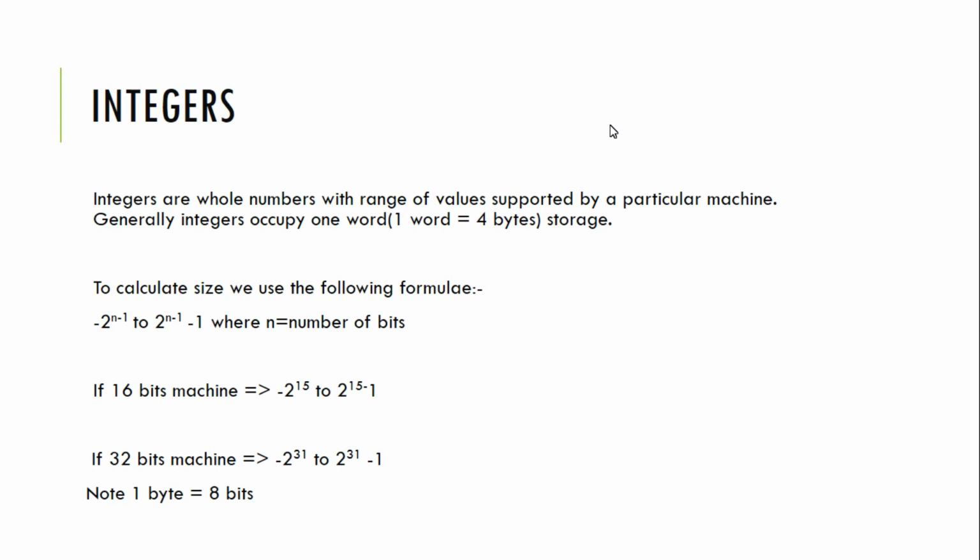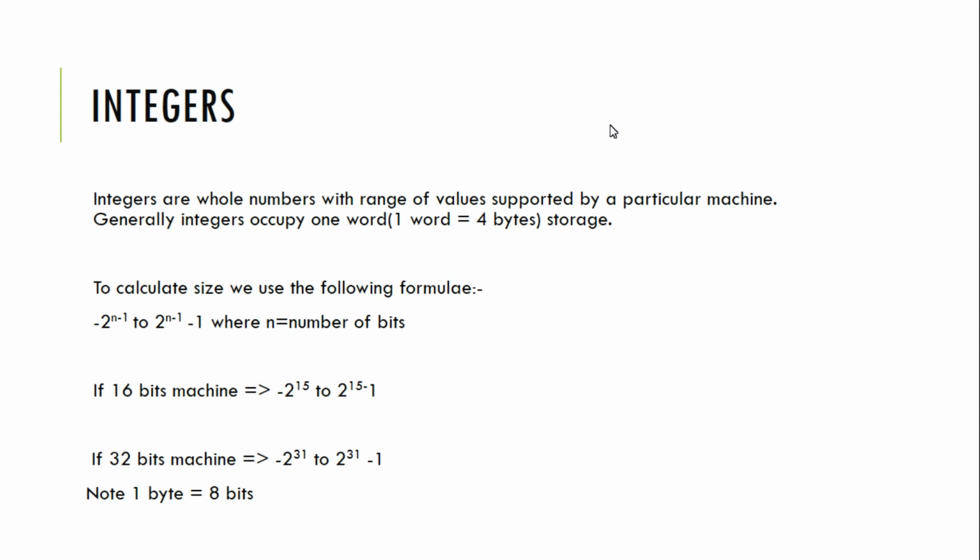Now why is it like this? Suppose, see, for 1 byte there are 8 bits, isn't it? It is all about probability, it is all about permutation and combination. For 1 byte there are 8 bits. Now for 16 bits, that is, you have 2 bytes.